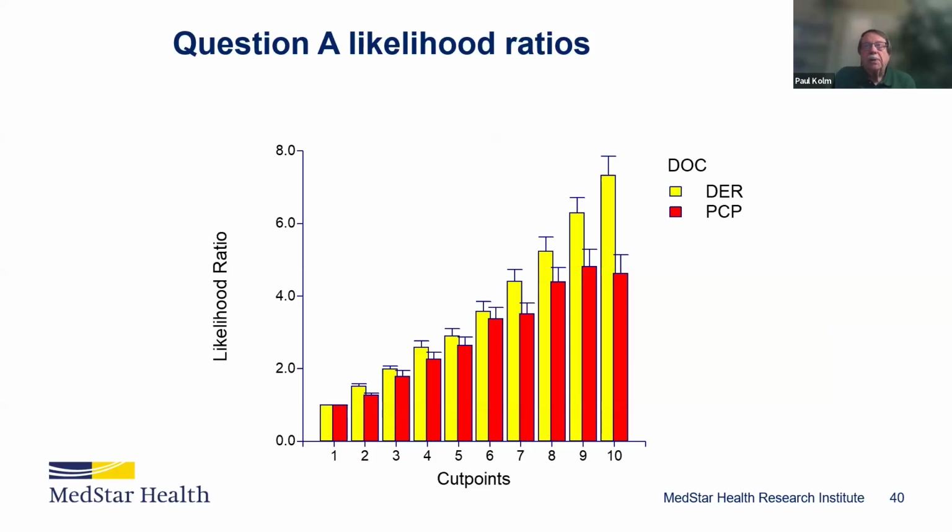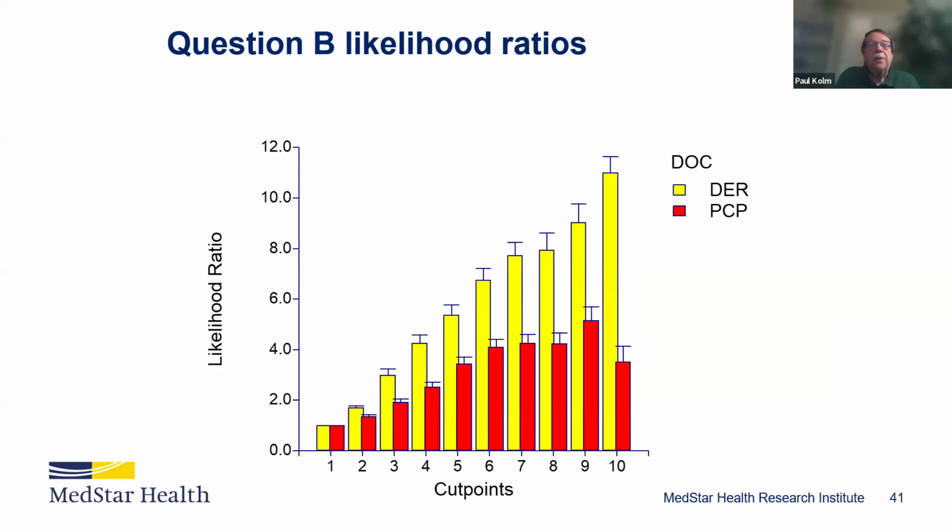And so if we compare the dermatologists with the PCPs, we can see that the likelihood ratio is better for the dermatologist than it is for the PCPs at each cut point, and that they're actually doing better over the whole range of cut points. And then we get the same thing for question B, is it melanoma, where the dermatologists are doing better with the likelihood ratio than the PCPs.